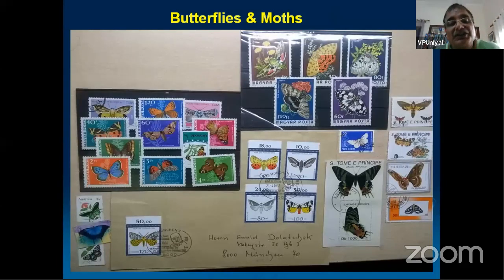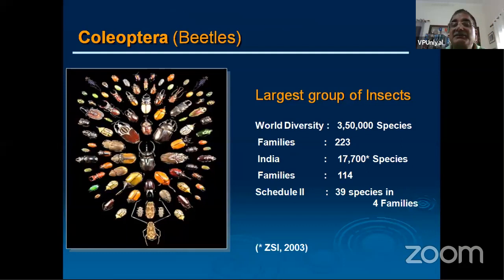This is a means of communication. Every country has made stamps of particular species of moths and butterflies. That is the rare species of that particular area, and they develop the stamp. So this is a way of communicating the importance of those species to the common man. Subsequently, the beetles.